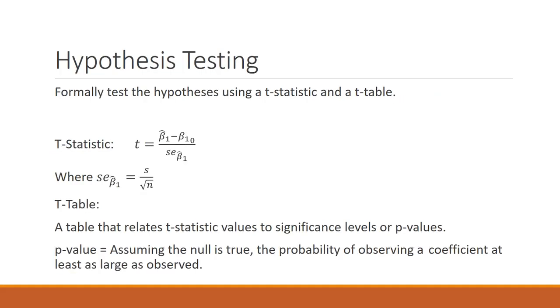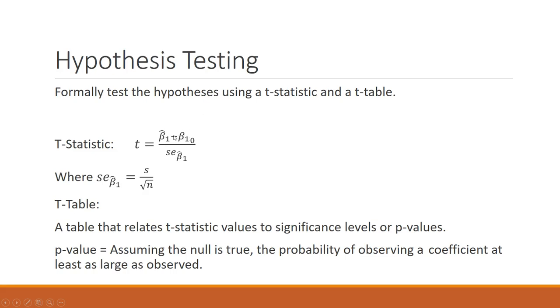So let's take a look. Now what do we do? How do we do this? To formally test the hypothesis, we use a t-statistic and a t-table, just like before. But now our t-statistic is our estimated beta 1 hat minus the beta 1 of our null hypothesis. That means beta 1 equals 0, so really this would be beta 1 hat minus 0.